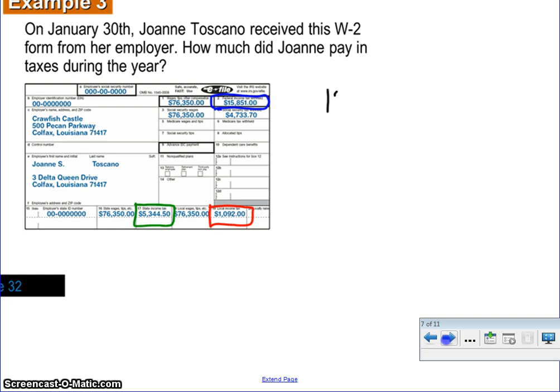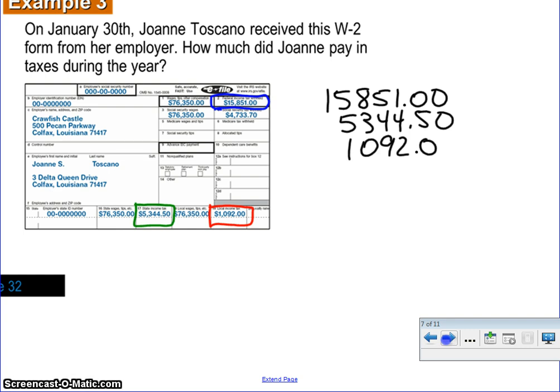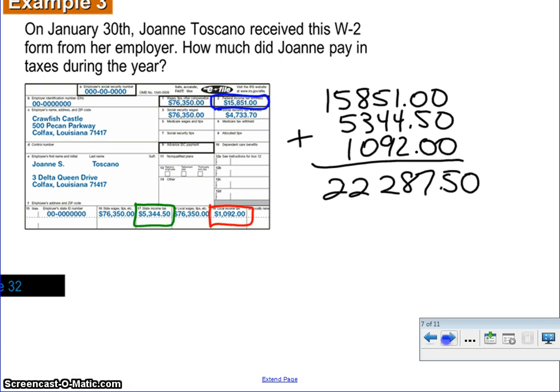So if we take the $15,851, the $5,344.50, and the $1,092, and we add those together, we find that she's paying a total of $22,287.50 in tax.